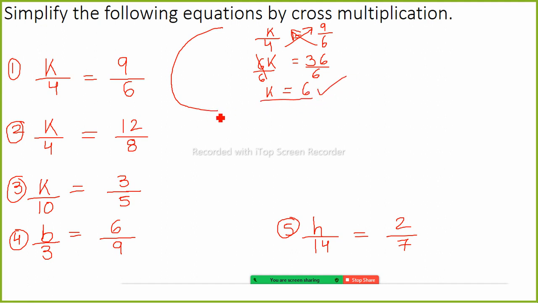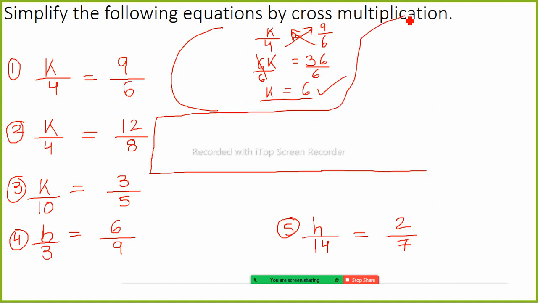Go ahead, Albanique, for number two. I thought that was you. All right. Go ahead. I got 6. For number two? Yes, sir. All right. Anyone else got 6 for number two? I did. I also got it. Okay.